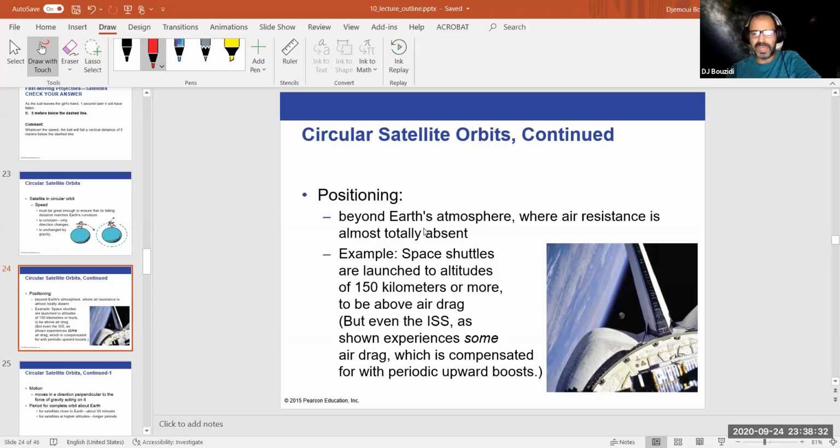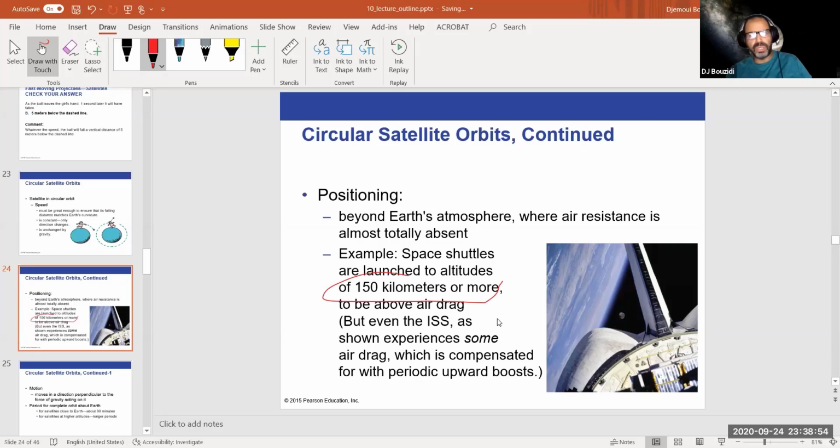Where we put the satellites, usually we try to put them outside of the atmosphere. There is air resistance, and usually they lose energy, and sometimes they will be decommissioned and basically taken out. The orbit's usually around 200 kilometers, okay? That's where the ISS is right now.